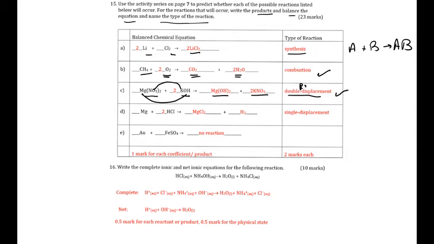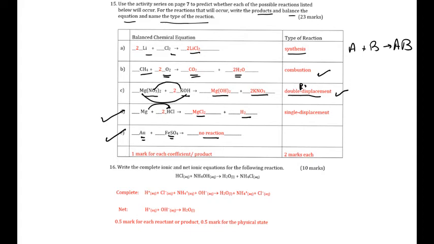Mg plus HCl gives MgCl2 plus H2. Here magnesium displaces hydrogen only, so it's a single replacement or single displacement reaction. Mg is going to displace H, forming MgCl2, and the hydrogen gas will be given out. Au plus FeSO4, no reaction. Why has this reaction taken place while that reaction doesn't?